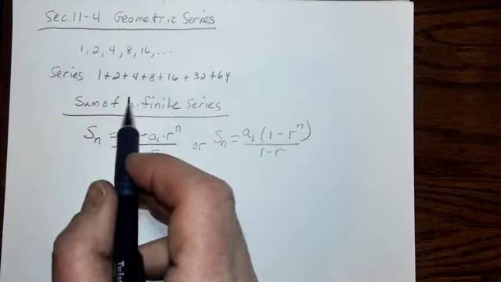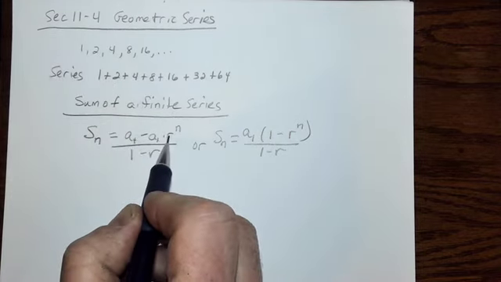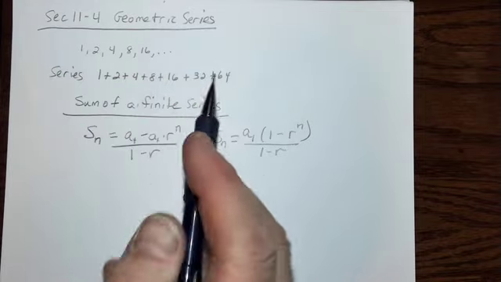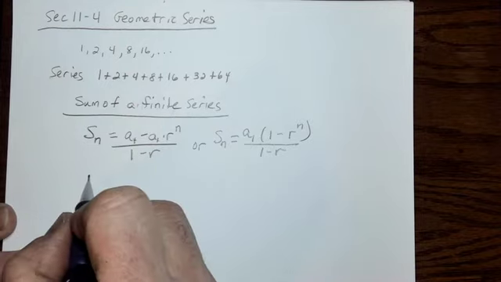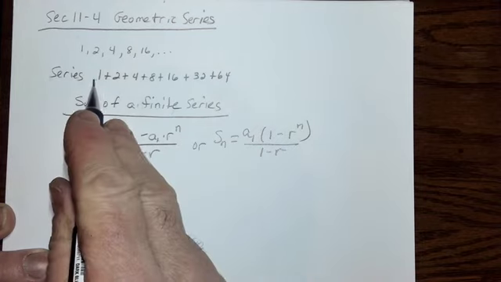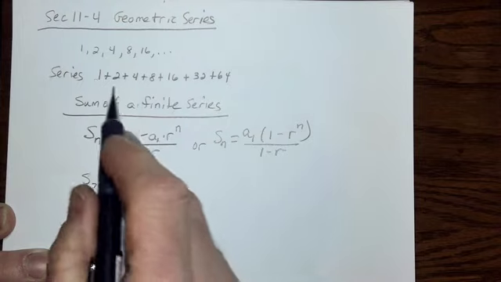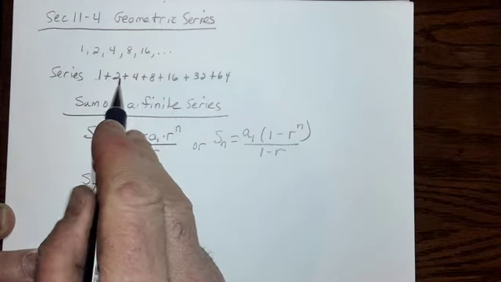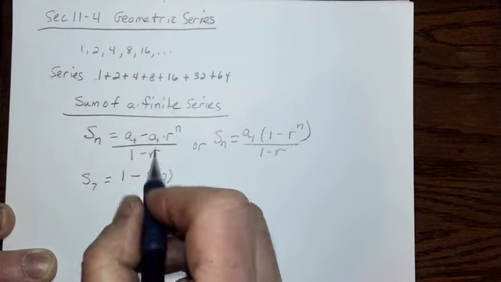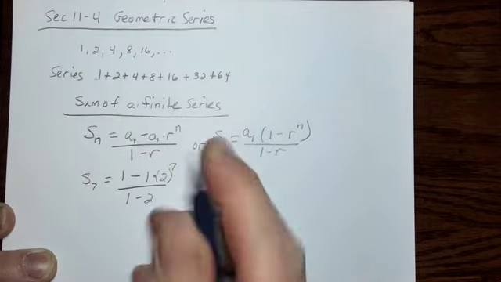If I were to do that with this one up here, I need a1, I need r, and I need n. There are 1, 2, 3, 4, 5, 6, 7 terms, so I want to find S of the first 7 terms. So n is 7. a1 is the first term, which is 1. The common ratio, just take a term and divide it by the one before, is 2. So it's 2 raised to the n power, all over 1 minus 2.